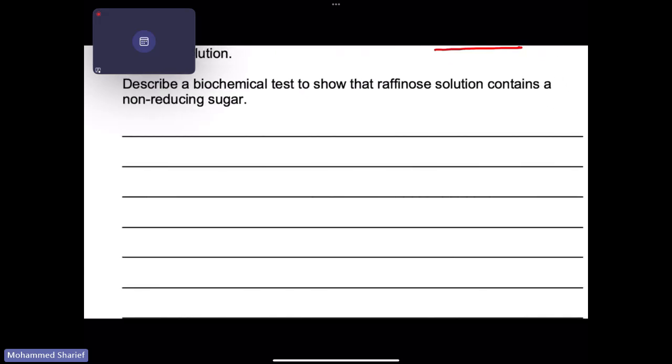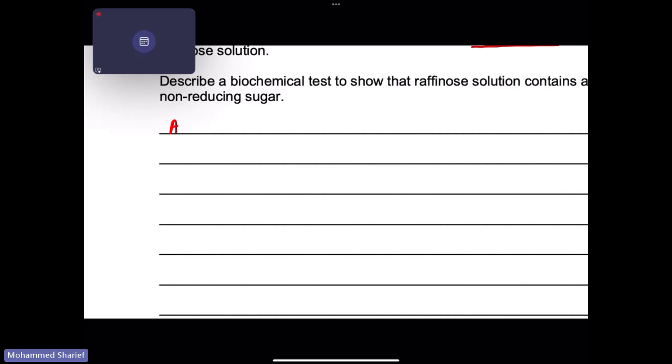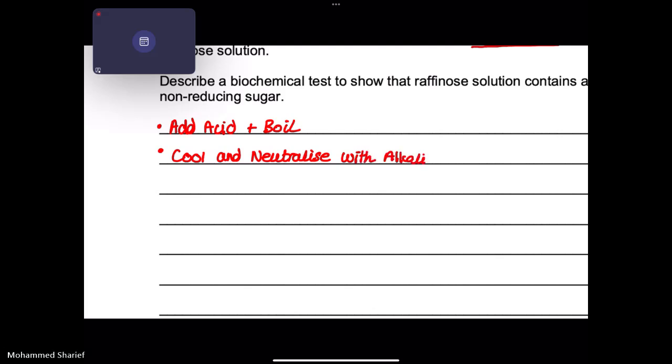After we've obtained a negative result, what do we do? Well, we have to add acid and boil. The reason for this is to break the glycosidic bond. After we've done that, we need to neutralize with alkali. So we need to cool and neutralize with alkali. And then after we've done that, we've got our normal solution.